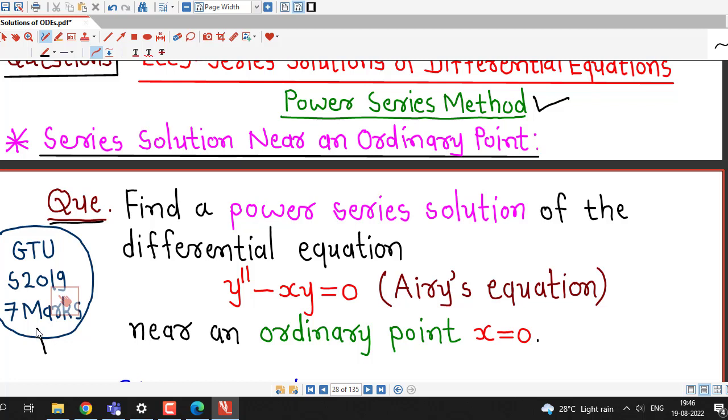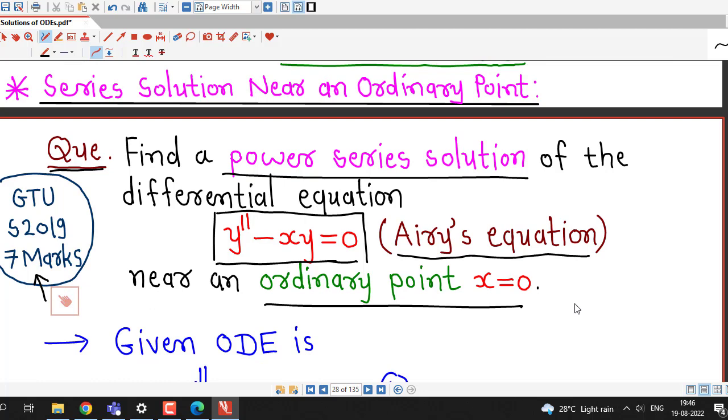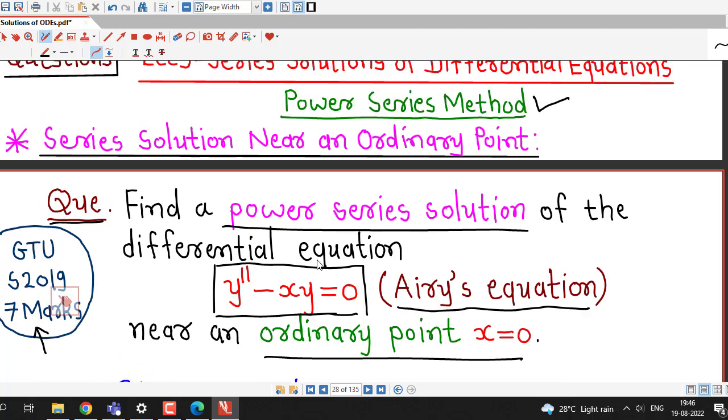This question was asked in GTU Summer 2019 exam for 7 marks. So we discussed this question. Find a power series solution of the differential equation y double dash minus xy equal to 0 near an ordinary point x equal to 0. This differential equation is known as Airy's equation. So we will see how to obtain power series solution of this differential equation.